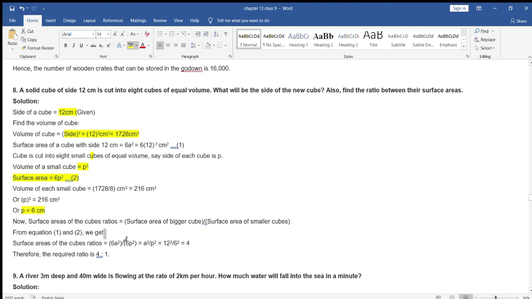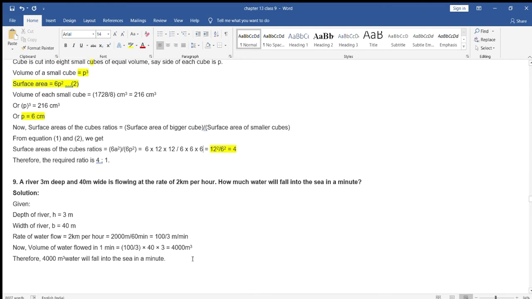What we have done here, you can directly write it here. We have put the values in, but you can write it directly. It is 6 into 12 into 12, divided by 6 into 6 into 6. Simply you can find your result. No issue is there. Now question number 9.